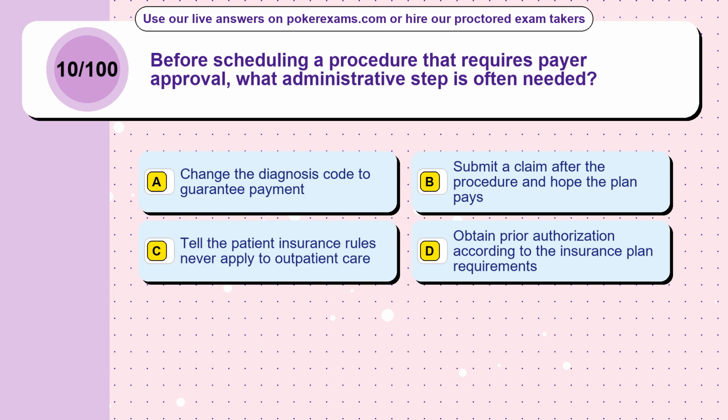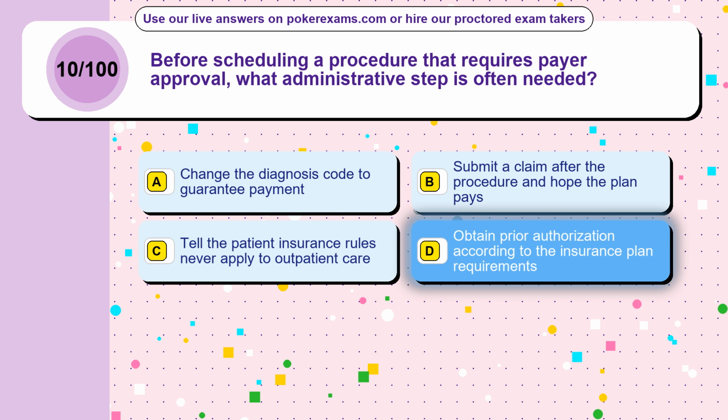Question 10. Before scheduling a procedure that requires payer approval, what administrative step is often needed? Option A. Change the diagnosis code to guarantee payment. Option B. Submit a claim after the procedure and hope the plan pays. Option C. Tell the patient insurance rules never apply to outpatient care. Option D. Obtain prior authorization according to the insurance plan requirements.